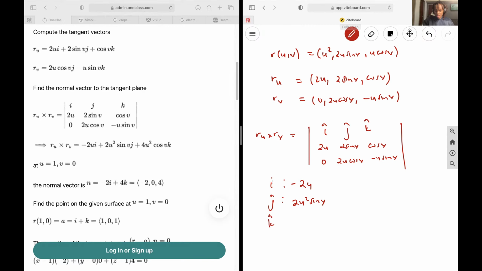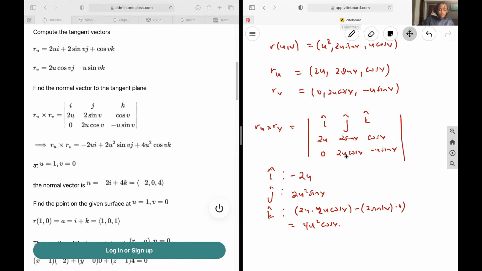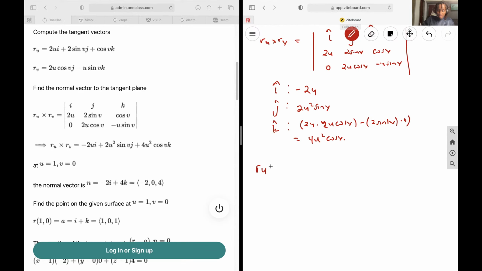And lastly, in our k spot, we will have 2u by 2u cos v minus 2 sine v by 0. And this is just 4u squared cos v. And that's how you get this 4u squared cos v. And so we get that Ru cross Rv is equal to negative 2u, 2u squared sine v, 4u squared cos v. So this is going to be our normal vector.